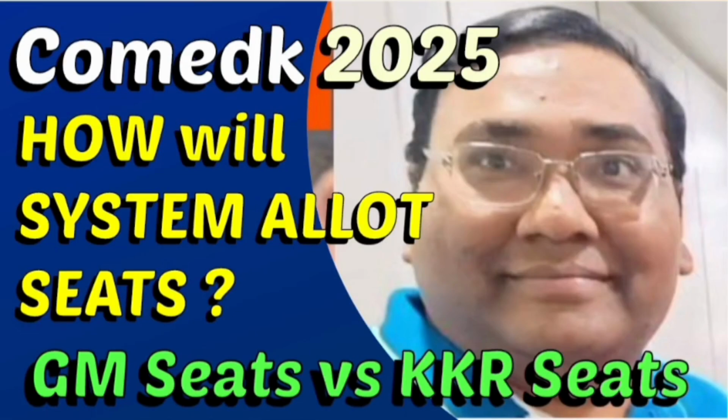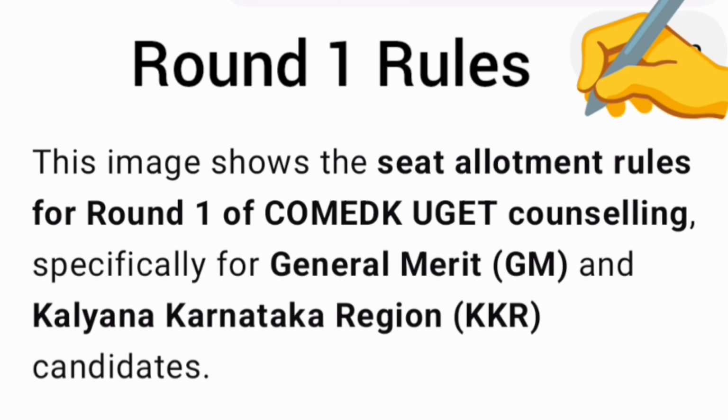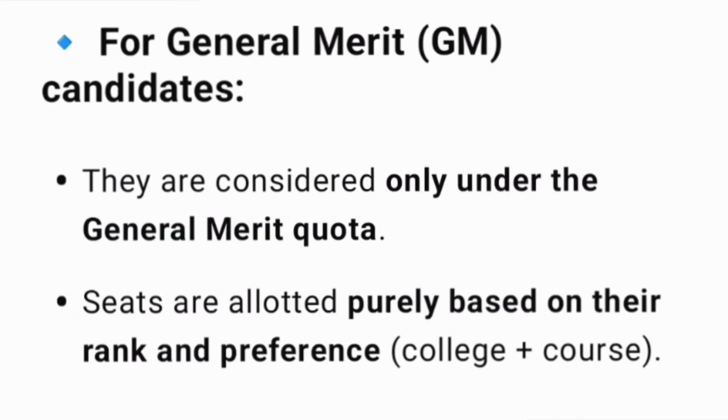So this is a very important video about understanding how the seat allotment takes place, right? And it is very important, otherwise you can miss out on a lot of things and your game can be over. So I will first start with the round one rules. The rules for general merit seats, GM seats, are different from the rules for the KKR seats, or the Kalyan Karnataka region seats. So there are different seats and different rules, right? So let's first understand the round one rules for general merit candidates.